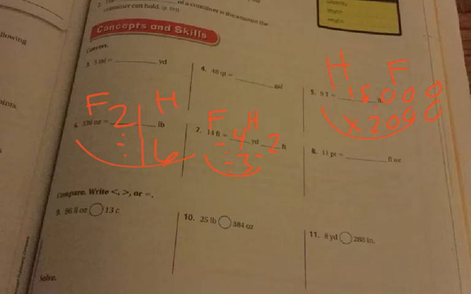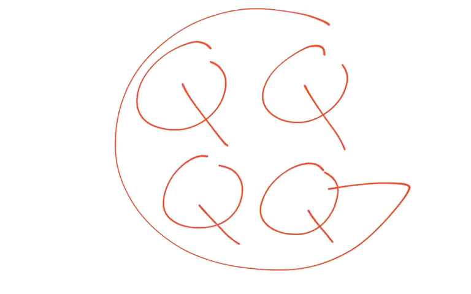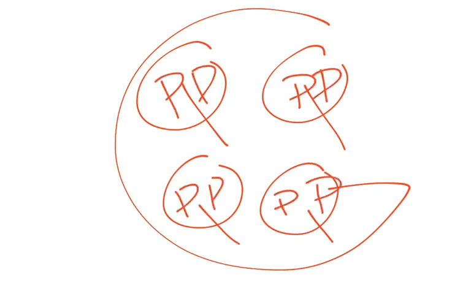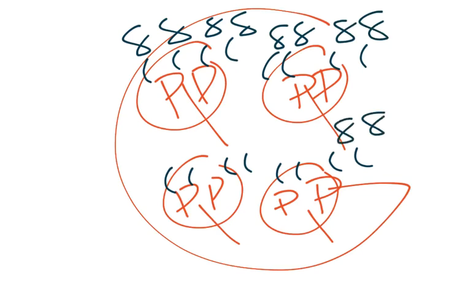11 pints is how many fluid ounces? So I have to think about this. Think of my gallon kingdom. In the kingdom of gallon, there are 4 queens. Each queen has a prince and a princess. Each prince and each princess has 2 cats. And each cat drinks 8 ounces. So there's 1, 2, 3, 4, 5, 6, 7, 8, 9, 10, 11, 12, 13, 14, 15, 16.